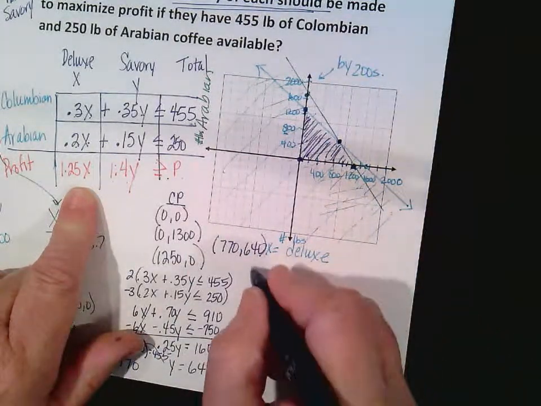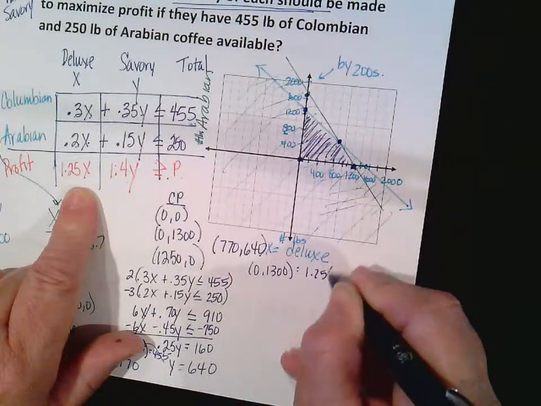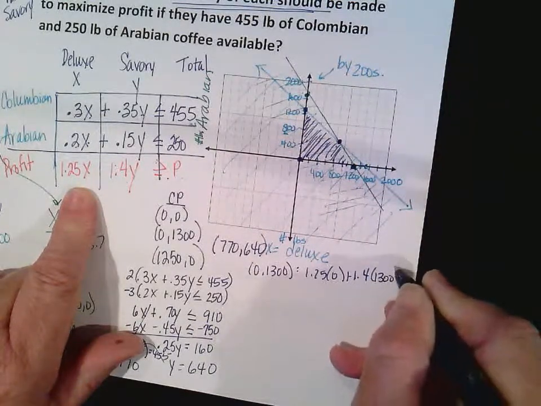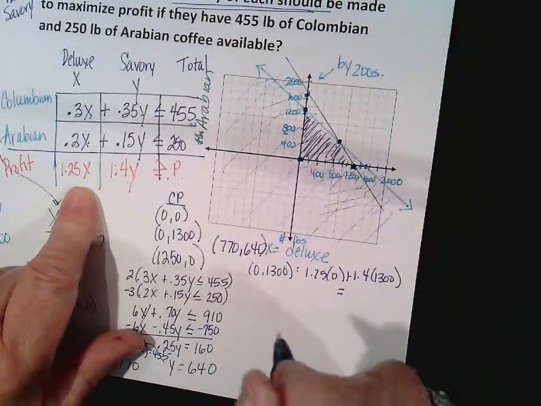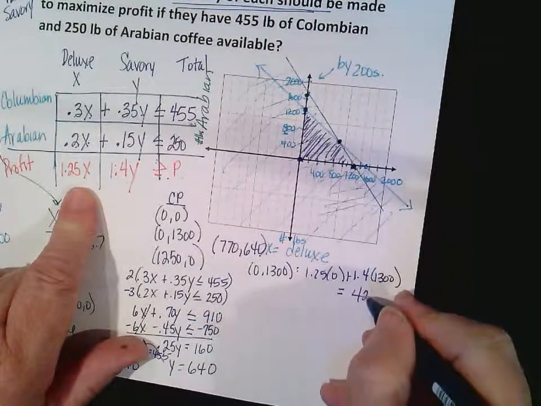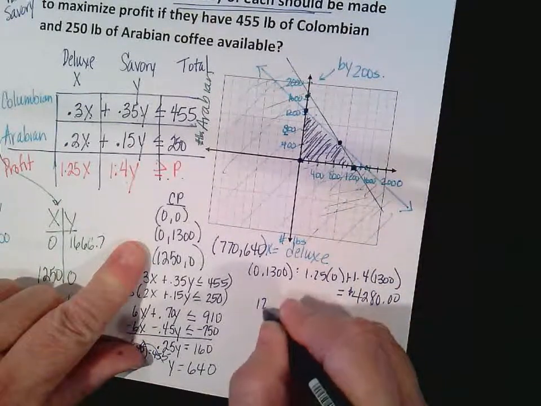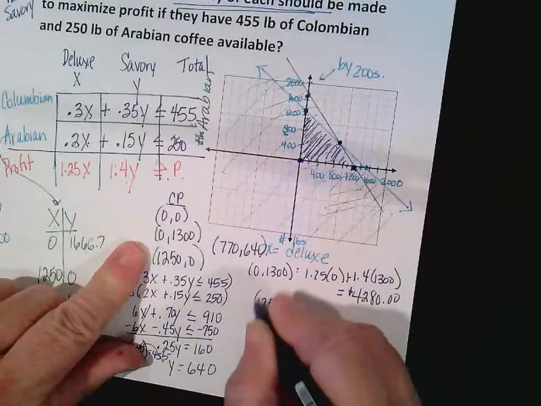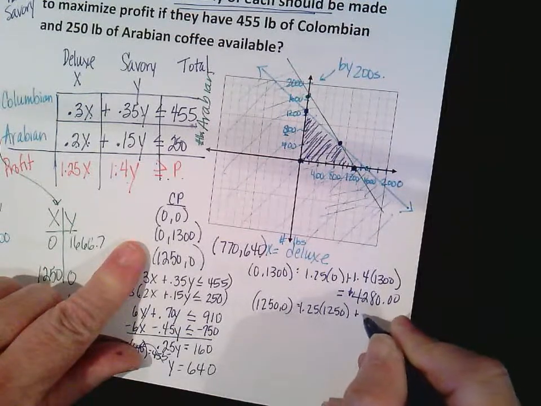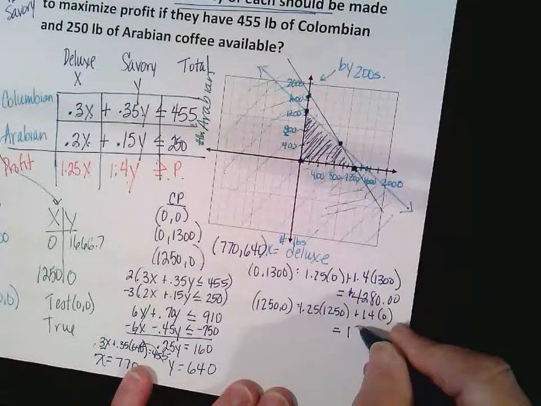But if I plug in 0, comma 1300, so I have 1.25 times 0 plus 1.4 times 1300, and I work that out, that one will give me $4,280. If I use 1250, comma 0, that's my next corner point. I'm going to take 1.25 times 1250 plus 1.4 times 0. And if I plug that in, the total is 1,562.50.